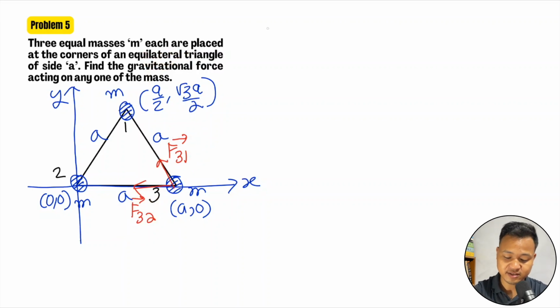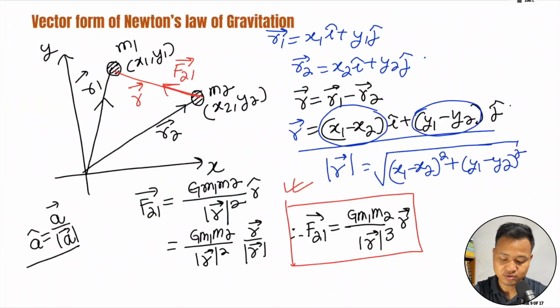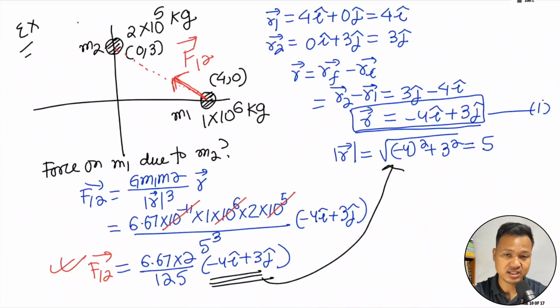So can you write the two forces? So what is force on 3 due to 1? G into M1 into M, that is M square, divided by mod R cube. That is the formula, mod R cube, where mod R is the distance between the two masses.